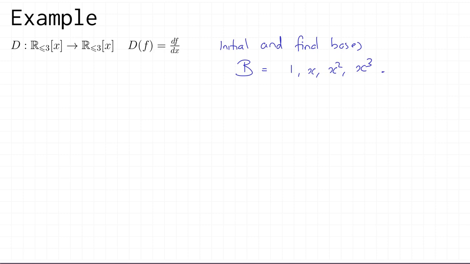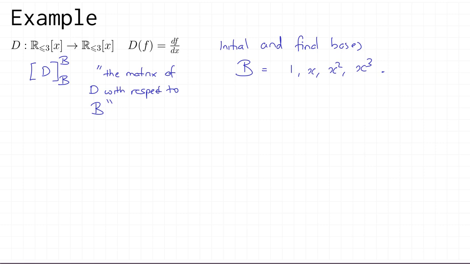So the question is, can we find the matrix of D with respect to initial basis B and final basis B? So in this context where you're looking at a linear map from a vector space to itself, and when you just choose to use one basis, so the same basis as both initial and final basis, we sometimes call this just the matrix of D with respect to B. So if we're using the same initial and final bases, we'll just say the matrix with respect to that basis.